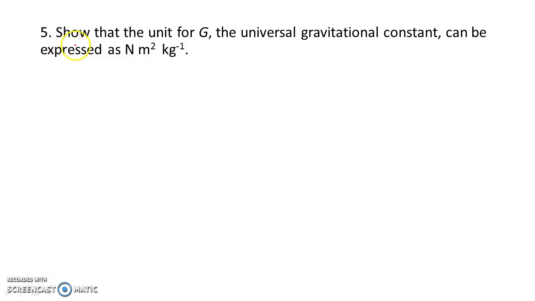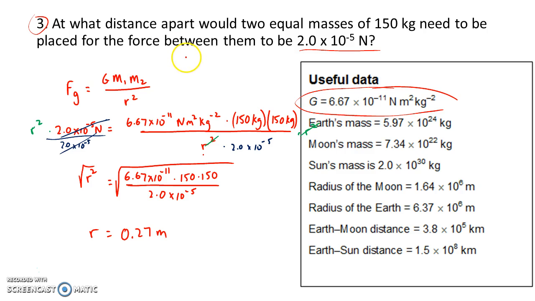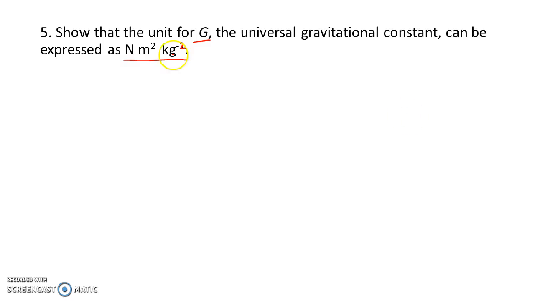Okay, in this question we want to show that the units for G, that's the constant, can be expressed as this. That should say squared. So, we see back here, here are the units for G. You're probably going to forget that those are the units for G. So I'm going to show you a method that you can use to always remember the units of pretty much anything. So it starts with thinking of an equation that has that unit in it.